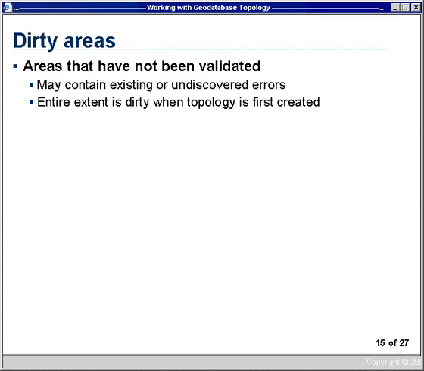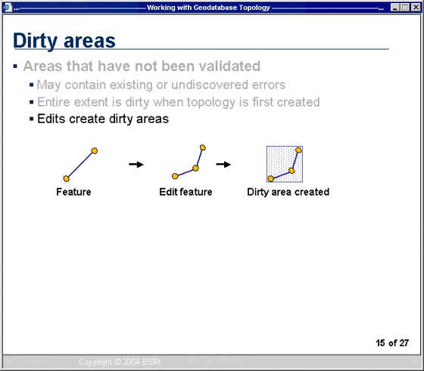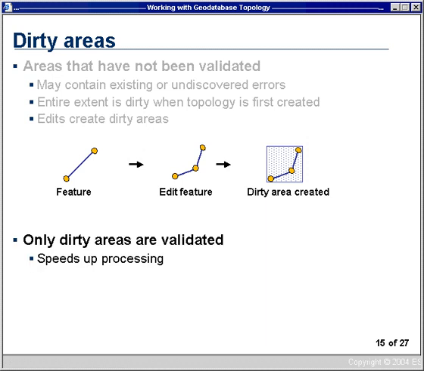So let's take a look at dirty areas, areas that have not been validated. They may contain existing or undiscovered errors. The entire extent is dirty when the topology is first created. Another way you can get dirty areas is if you do edits to your features. So let's say you have a feature and you go ahead and edit that feature, and a dirty area is created. So the reason dirty areas are created is that only dirty areas are validated during validation.